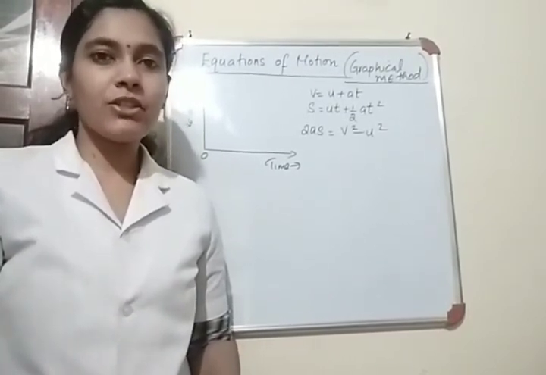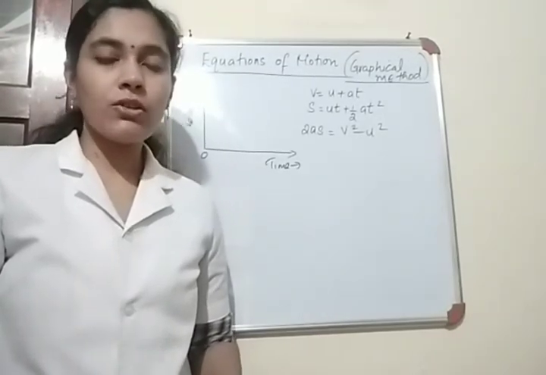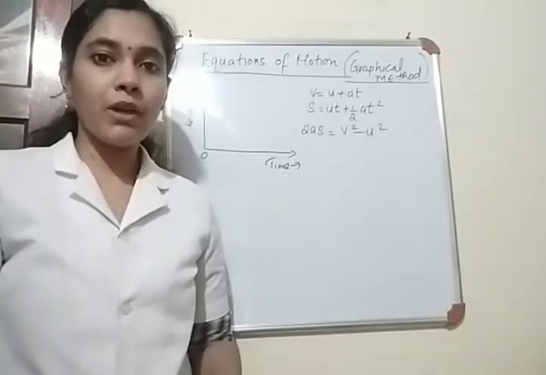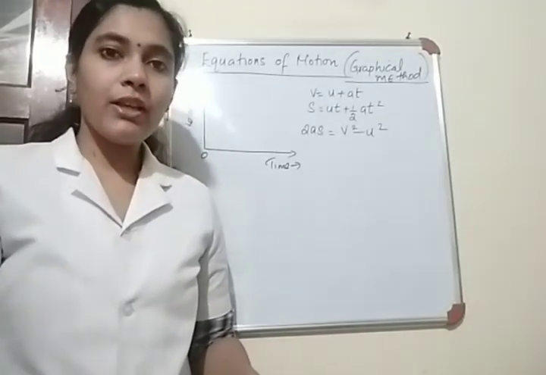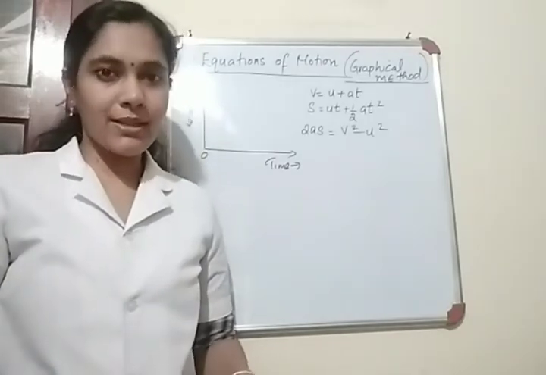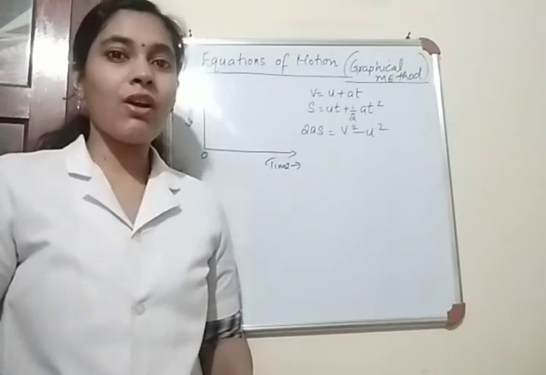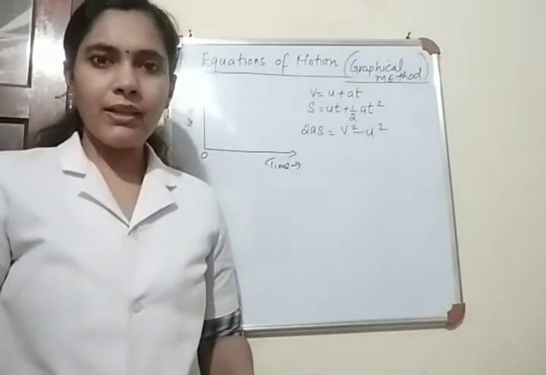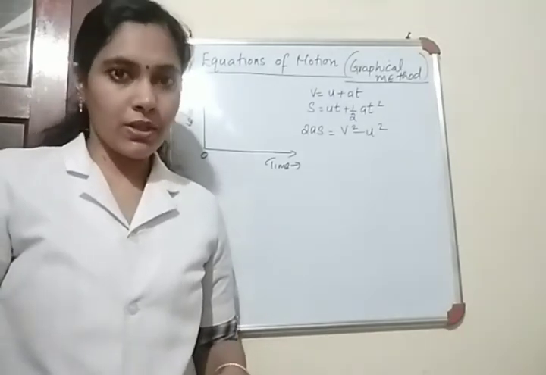Children, in the previous session we had discussed the velocity time graph, and we also discussed the nature of the velocity time graph for different types of motion. Do you remember the nature of the velocity time graph for an object moving with uniform acceleration? Yes, it will be a straight line with a constant slope. But in that case, that straight line was passing through the origin.